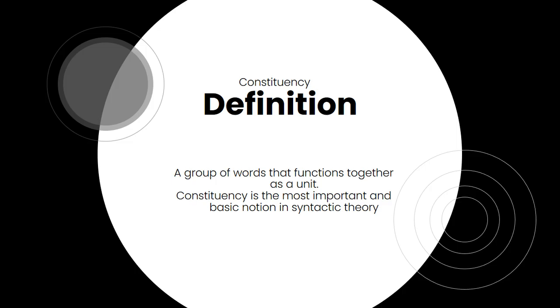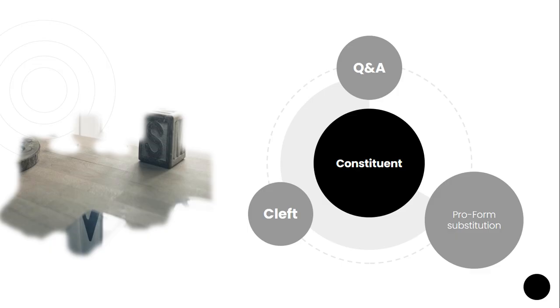Then the next slide is regarding our topic of discussion today. What is the definition of constituency? Constituency is a group of words that function together as a unit. Constituency is the most important and basic notion in syntactic theory. The next slide: there are several tests that we will use to analyze constituency. The first one is question and answer. The second one is cleft sentence. The third one is proform substitution.